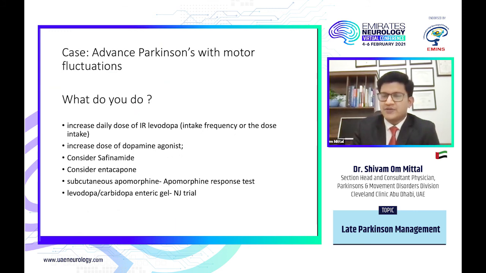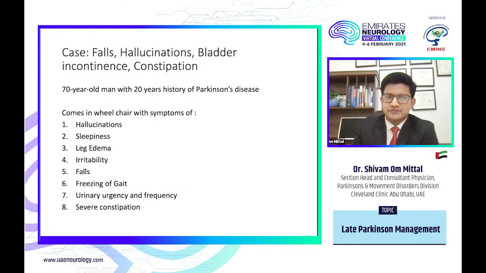There are many options that we can consider for these patients with motor fluctuations. We know he is elderly, so we cannot do DBS. We know that he is having a lot of falls and balance issues. So the best option for him will be something like a Duopa pump or an apomorphine pump, depending on the response test, how much he improves with that. This is something that we should always consider in advanced Parkinson's disease patients.